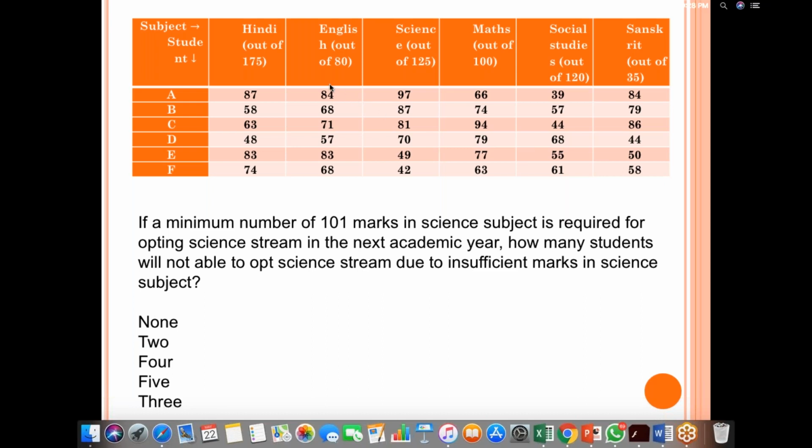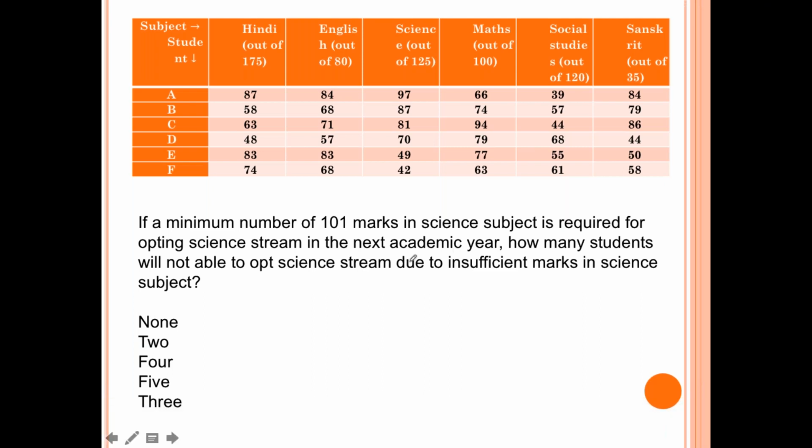Yes, 3. 3 is the answer. It's very close. We have to see 101 marks in science subject. So rather than calculating the percentage for each, we calculate the percentage for 101. So this will be how much? This will be 101 divided by 125 because it is in science.